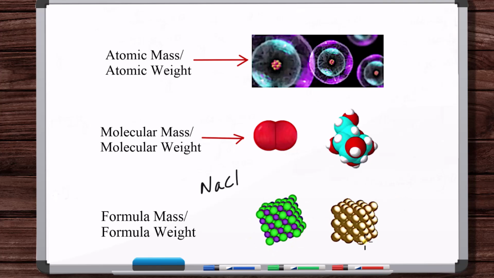For pure gold, it's just going to be the mass of a single gold atom. Okay, but the masses of these types of substances aren't called atomic masses or atomic weights or molecular masses or molecular weights. They're called formula masses or formula weights. Okay, so you see, these names are just different names for different types of atomic-sized particles.